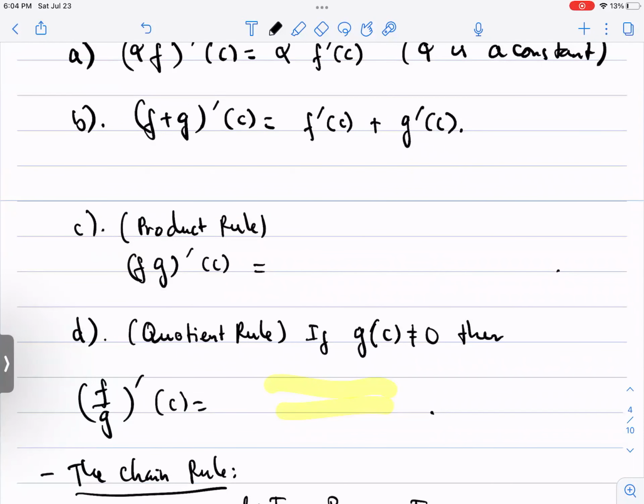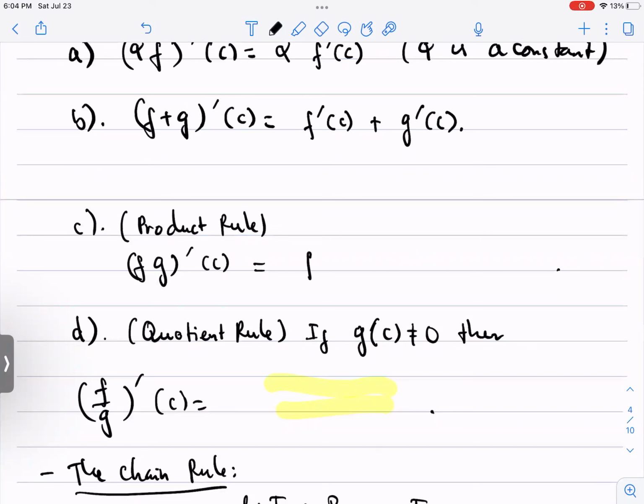Now the product rule is somewhat different. If you take the product of f and g and differentiate it, then what you get is the following. It is f prime g plus f g prime. So the way to remember this formula is that the derivative is going to act on each element in this product. First, it applies to the first term in this product f, then it applies to the second term in this product.